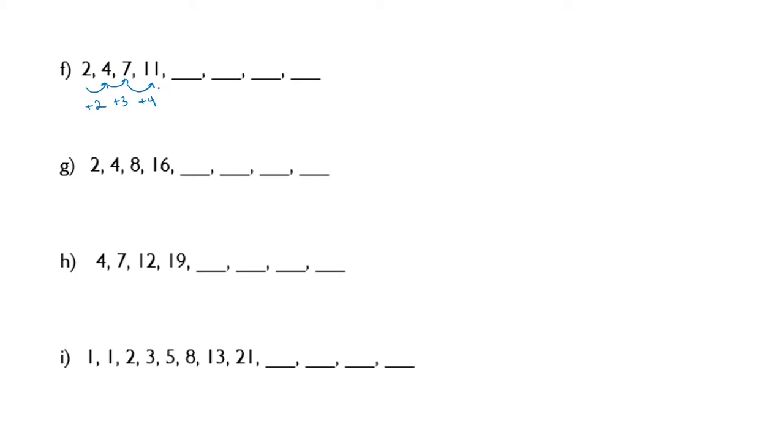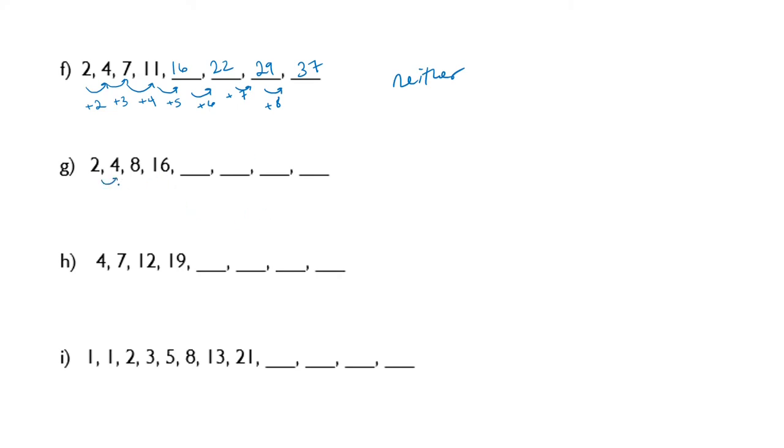So for the next one, I need to add a 5. That gives me 16. For the next one, I need to add a 6. That's going to give us 22. We'll add a 7 to get to the next one. That's 29. And for the last one, we'll have to add an 8. That gives us 37. So we'll have the neither case for part F.